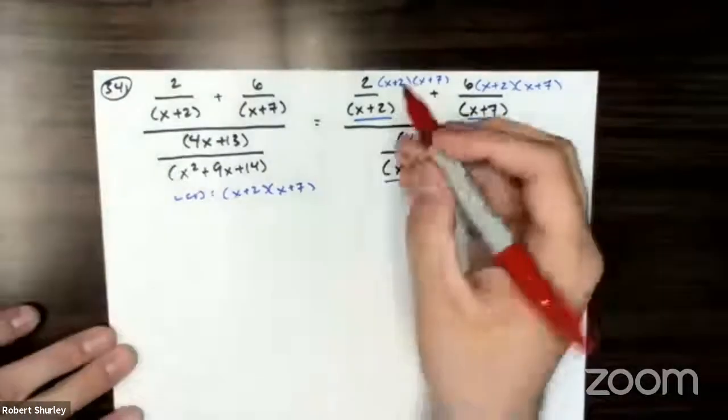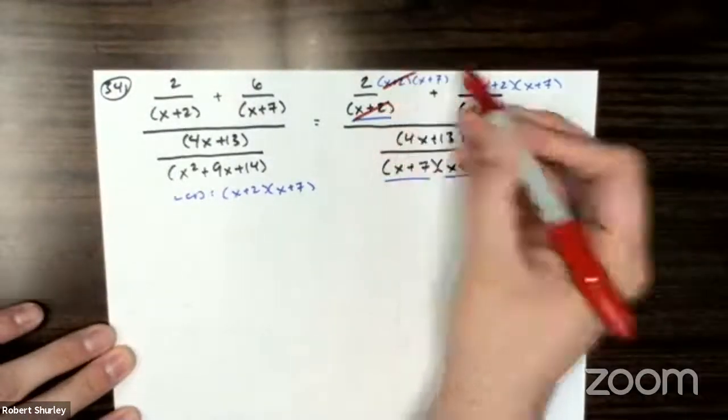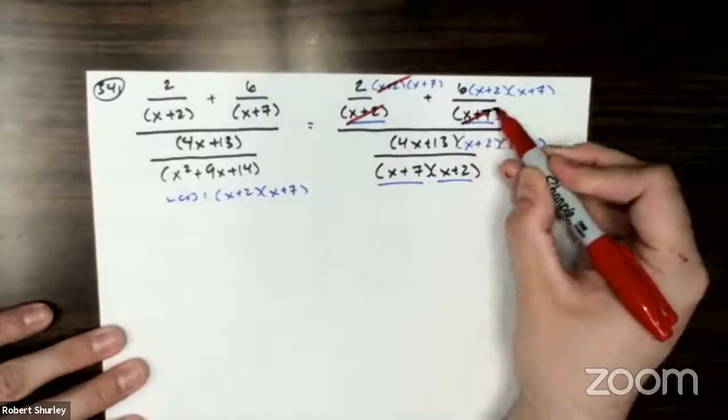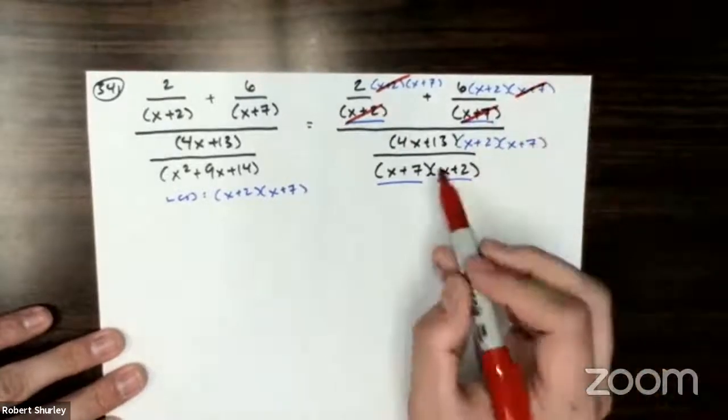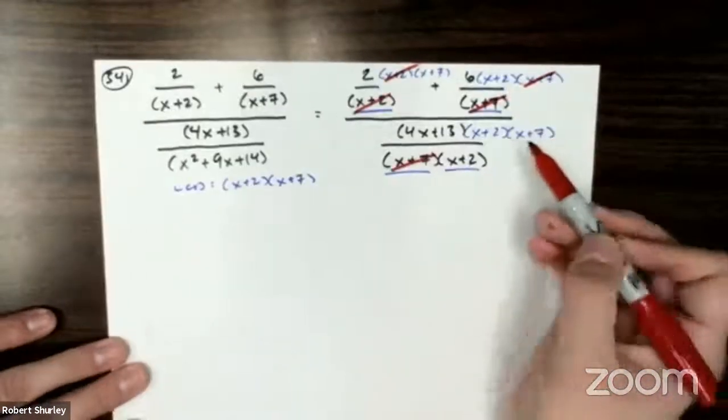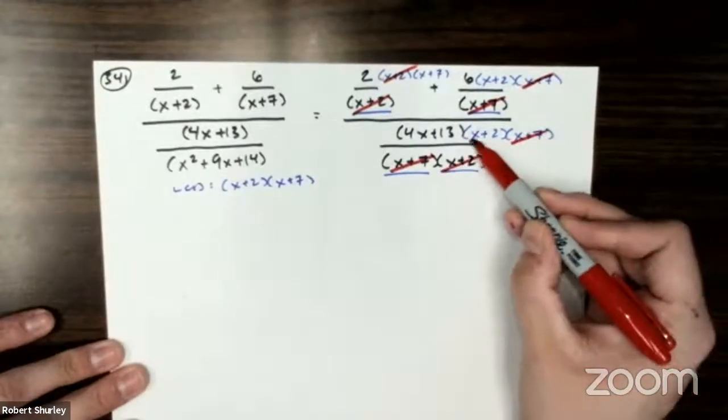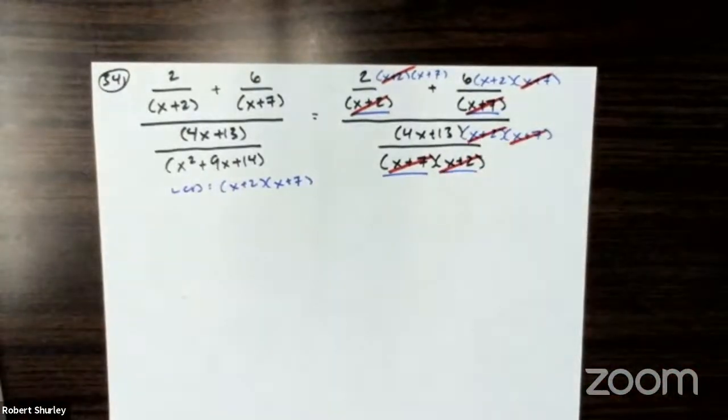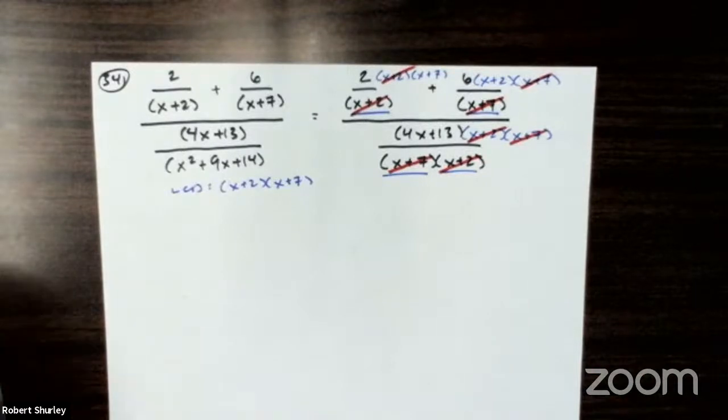So x plus 2 cancels with that x plus 2, right? X plus 7 cancels with that x plus 7. Now look, both of these are going to cancel, right? X plus 7, x plus 7, x plus 2, x plus 2. We've got a lot that goes away. But let's see what's left over here, okay? Let's see what's left over.